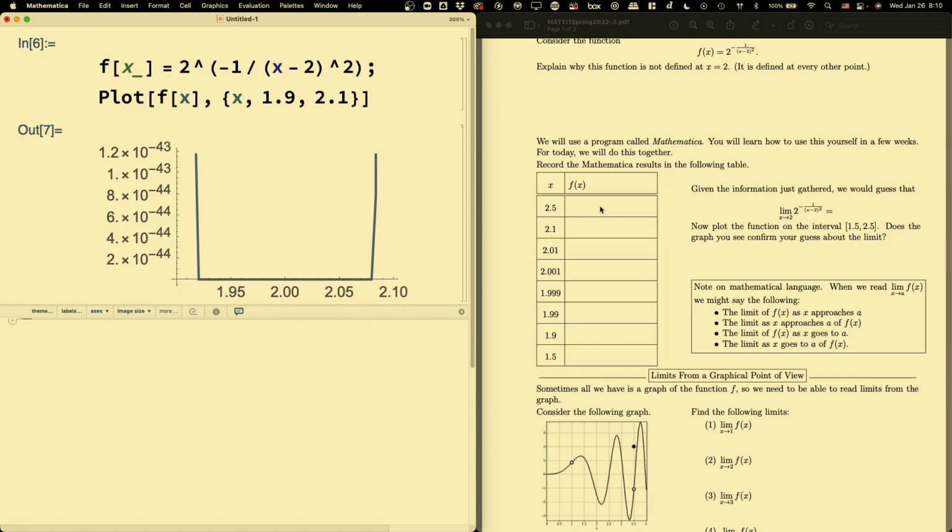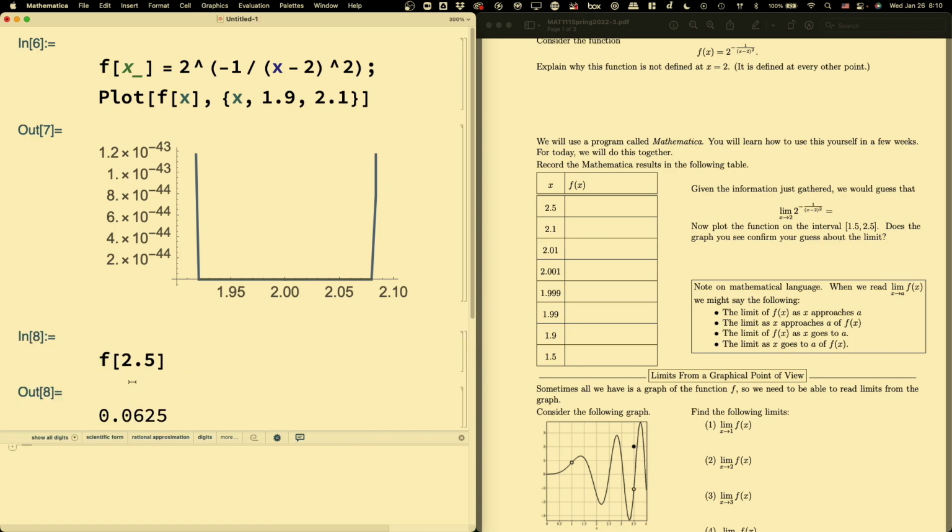Okay, plugged it into a calculator. That's essentially what I'm going to do here, but I'm going to be a little bit clever. By having defined the function as f, all I have to do is, for example, this. If I do f of 2.5, it's going to spit out the answer as 0.0625, right?